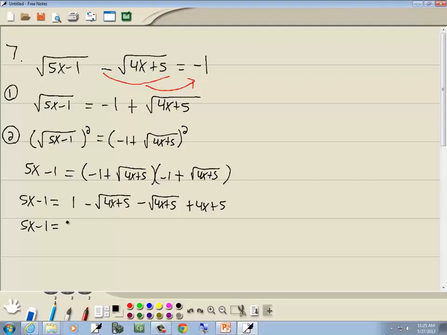Well, combine together like terms. The 4x I'll just put out in front here. 1 plus 5 gives me 6. And we've got these square roots the same, so we'll add or subtract the numbers that are out in front. In this case, we got negative 1 and negative 1, which gives us negative 2 square root of 4x plus 5.